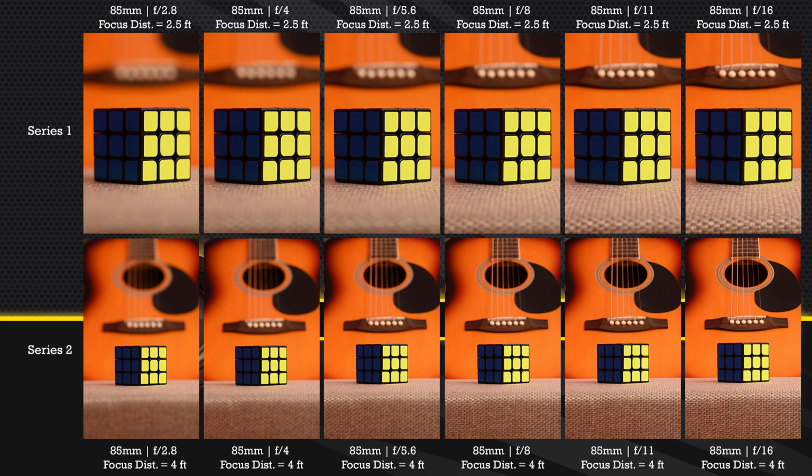Now notice, when the focusing distance is 2.5 feet, the DOF is shallower than the DOF when the focusing distance is 4 feet. Please go through the series of pictures and study how the DOF changes according to the focusing distance and the aperture size.